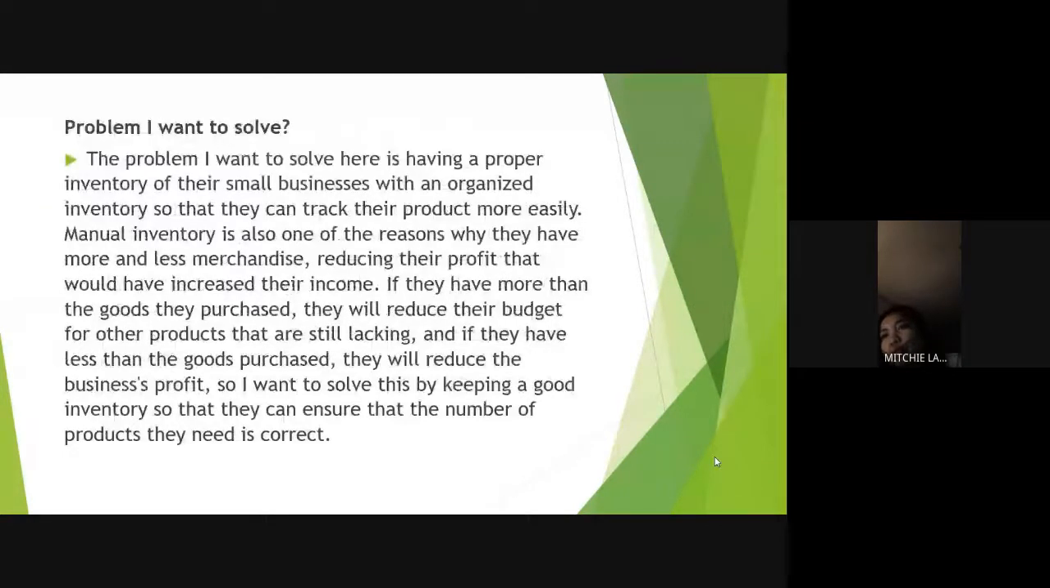So, the problem I want to solve. The problem I want to solve here is having a proper, organized inventory of their small businesses so that they can track their products more easily. Manual inventory is also one of the reasons why they end up with too much or too little merchandise, reducing their profit. If they have more than the goods they purchase, they will reduce their budget for other products that are still lacking. And if they have less than the goods purchased, they will reduce the business profit. So I want to solve this by keeping a good inventory so that they can ensure that the number of the products they need is correct.